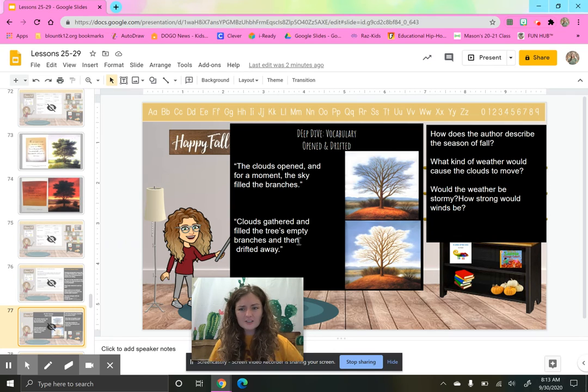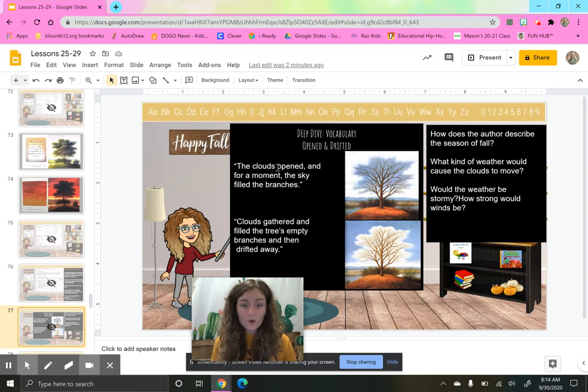How did the author describe the season of fall? What happens with the weather in fall? The clouds open, clouds gathered and filled. What do we see a lot of during the season of fall? Tell me in the puzzle. With the weather, what do we see a lot of? We see some clouds, right? We see clouds opening and the sky fills the branches, but we also see clouds gather and fill the empty branches. So, when we see clouds in the sky, what does that sometimes tell us is going to happen?